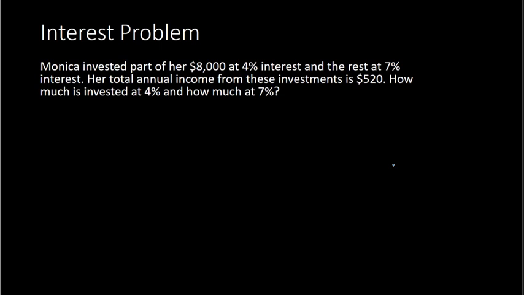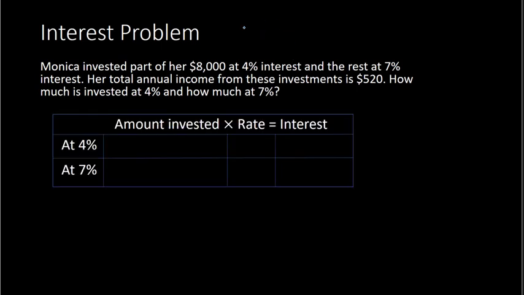So what I can do is create a table to help me as I make my calculations. And I also need to realize how interest works. The interest, the amount that she earns, you take the amount invested and multiply it by the rate of the investment. If I multiply those together, that gives me the amount of interest.